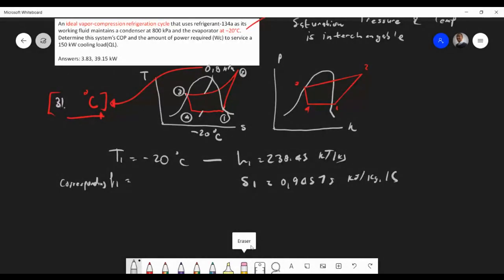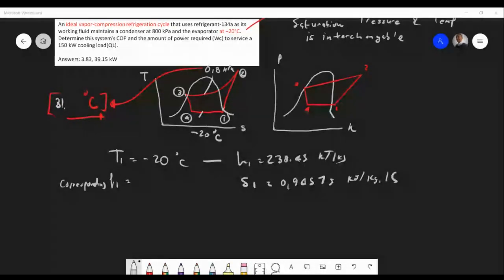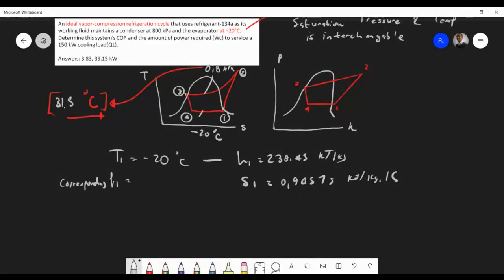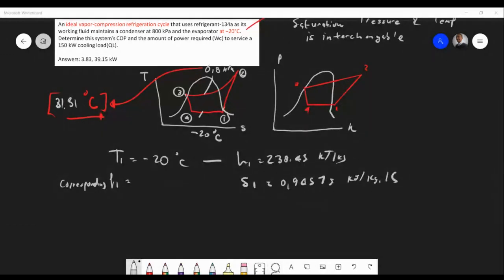This is 31.31. And look at our saturation pressure of minus 20. What's this in terms of pressure? Yes, that's correct. What is my P1? I'm deliberately showing you this so that you're aware. You shouldn't be stuck when you see those things.